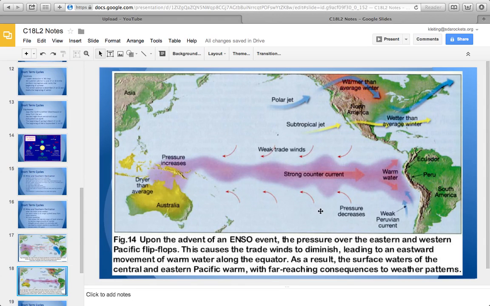This is what happens when we have a southern oscillation or El Nino event. The trade winds weaken, and because the trade winds weaken, we don't have that pull of water or of cold air from South America. So when we don't have that pull of water, we don't have the upwelling. That results in a lot of storms right here, and it can result in storms right here for us.